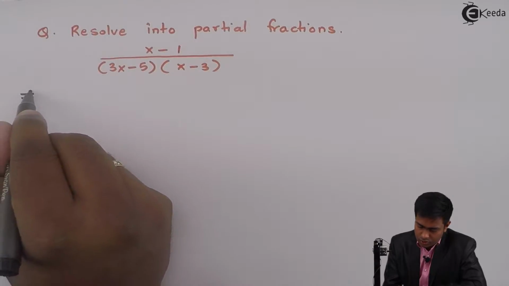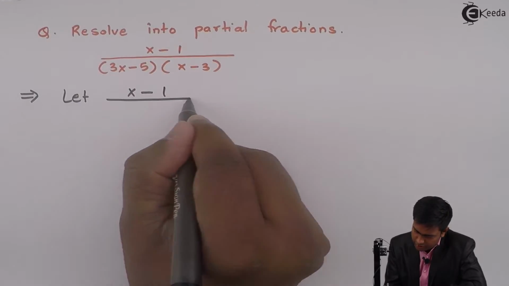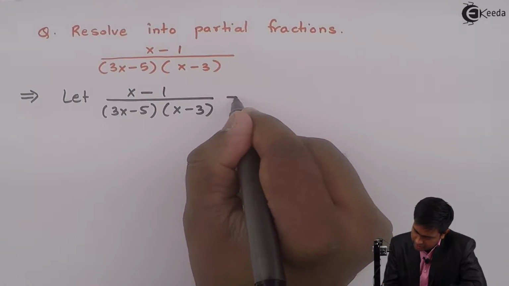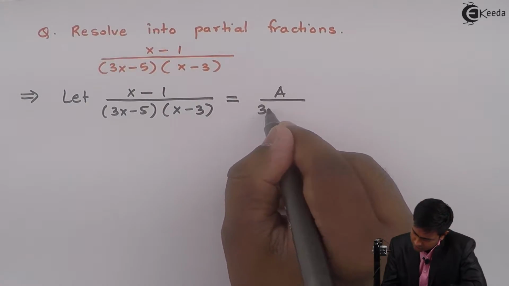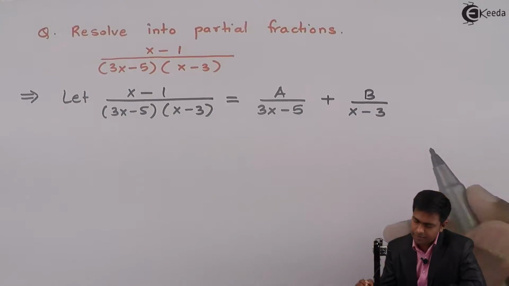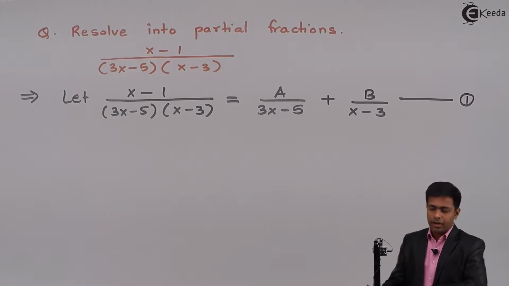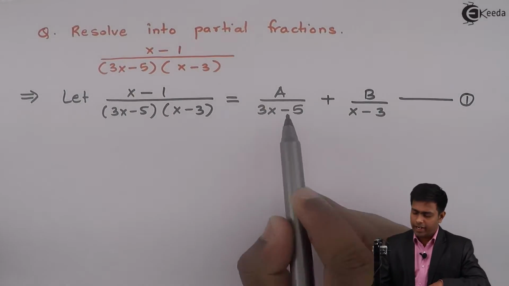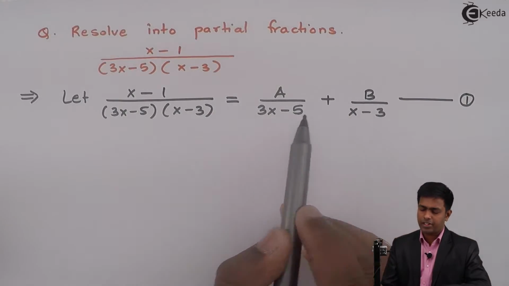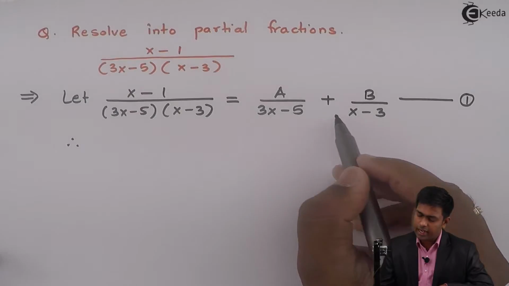So let's start. First of all I'll assume the partial fraction of (x minus 1) upon (3x minus 5)(x minus 3) is A upon (3x minus 5) plus B upon (x minus 3), and I'll say this is equation number 1. Now we'll solve this to get the values of A and B, and by substituting the values of A and B we'll get the partial fraction of the given fraction. So let's start. Therefore here I'll take the LCM.